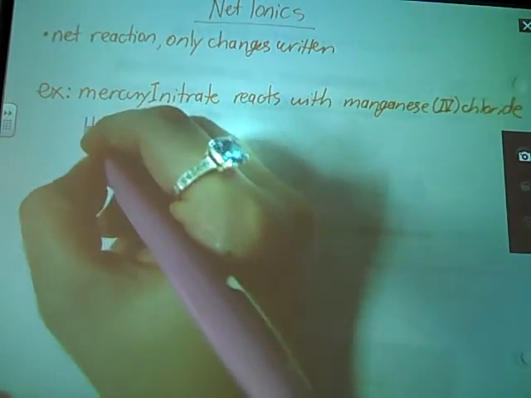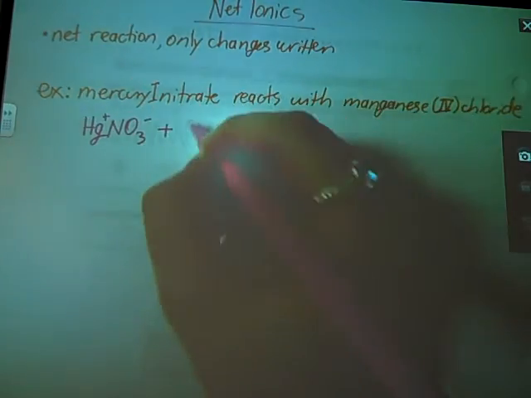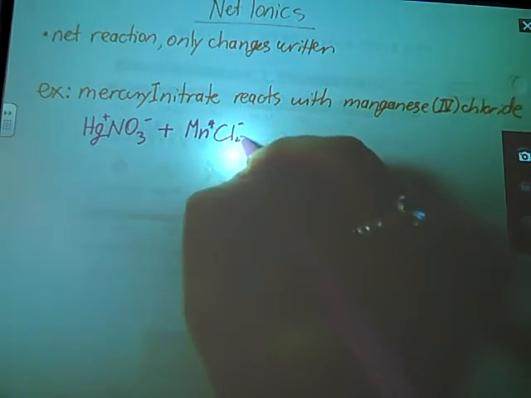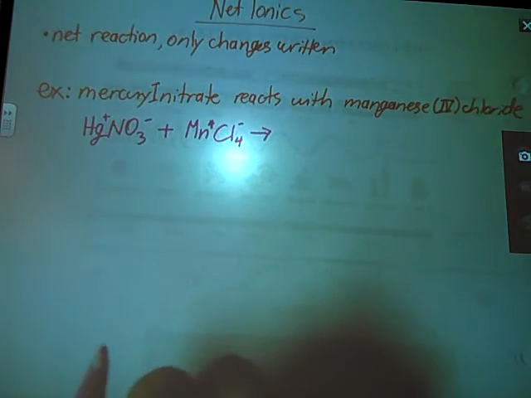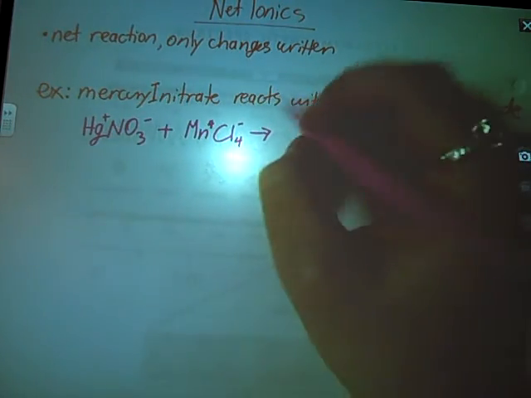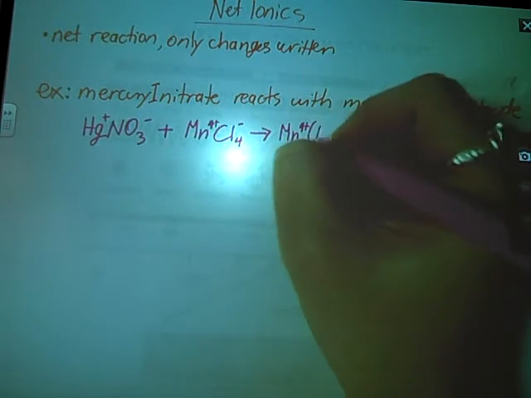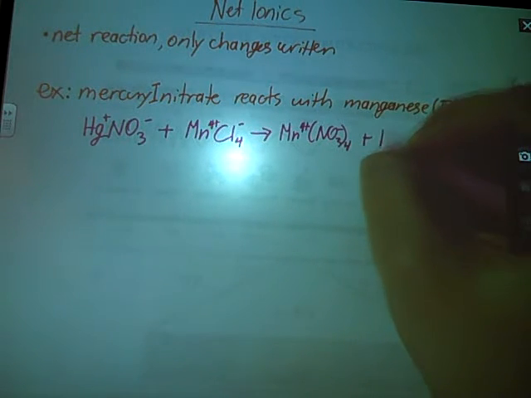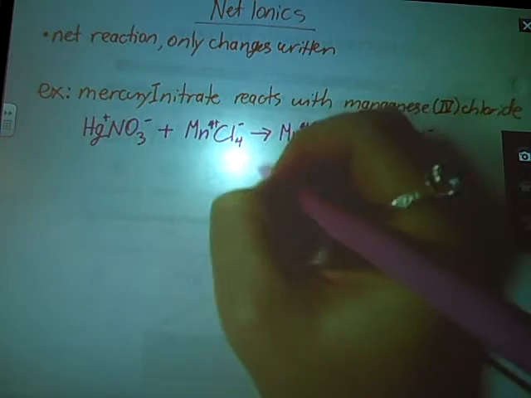So let's start off the same way that we always do. Translate from words into symbols. Four different ions makes this a double replacement reaction, so all of my ions will swap. So manganese now goes with the nitrate, and mercury now goes with the chloride.